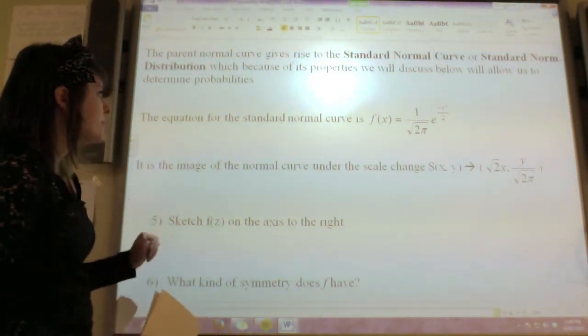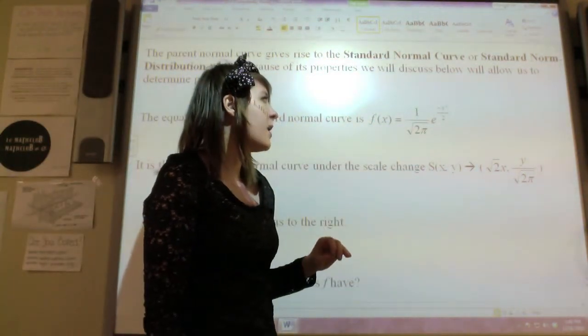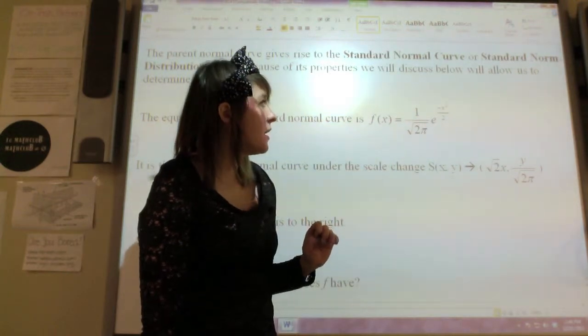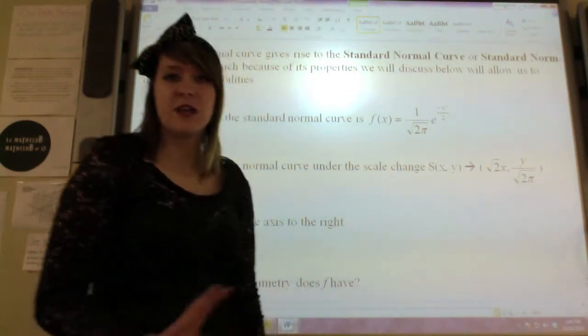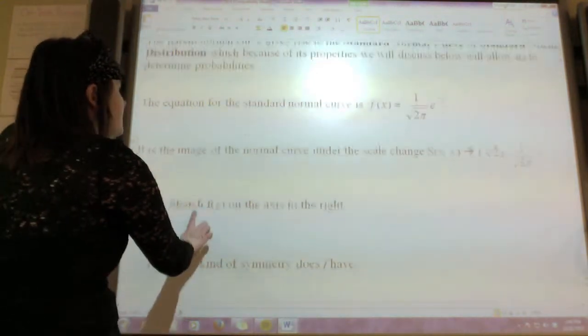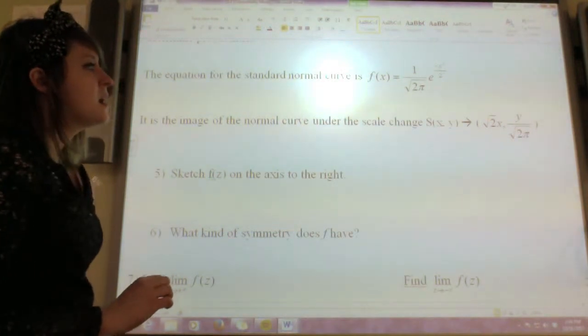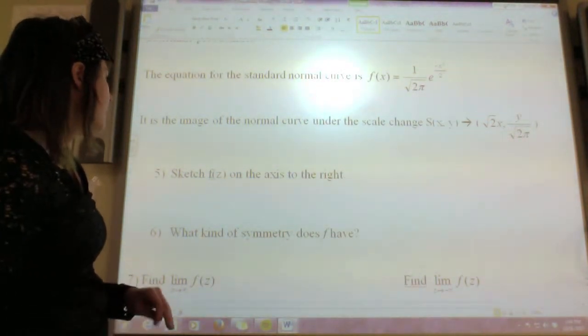So the equation for the standard normal curve is f of x equals 1 over the square root of 2 pi times e to the negative x squared over 2. Looks nasty, you don't have to memorize it, don't worry about it. It's the image of the normal curve under a scale change of square root of 2 times x and y divided by the square root of 2 pi.